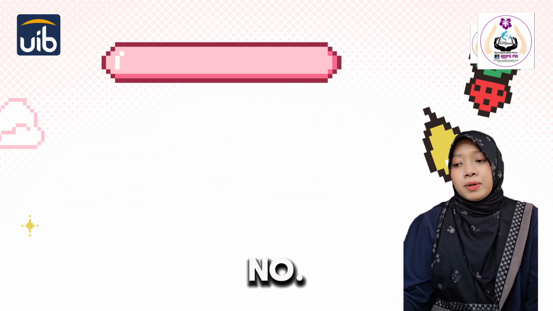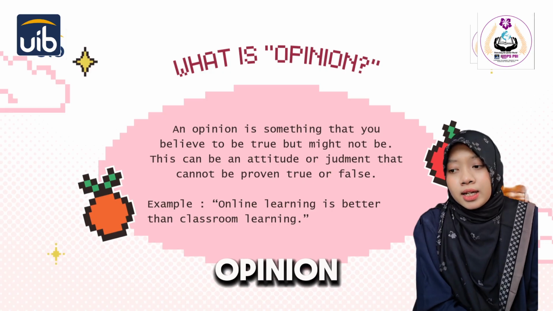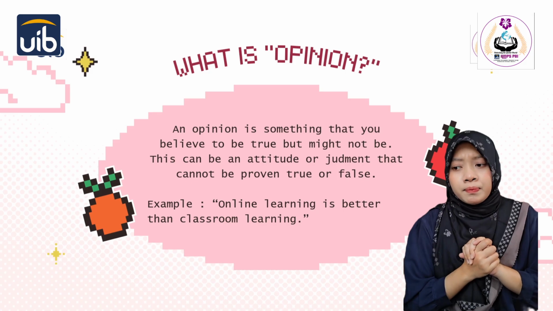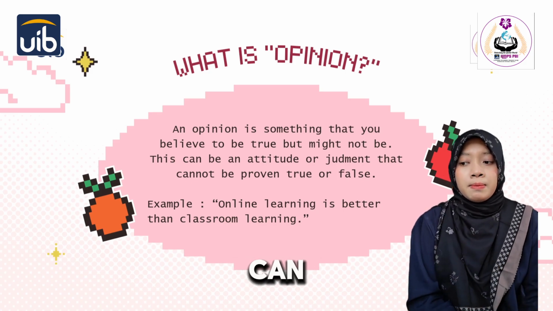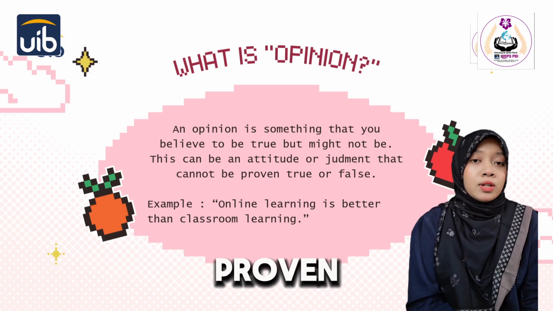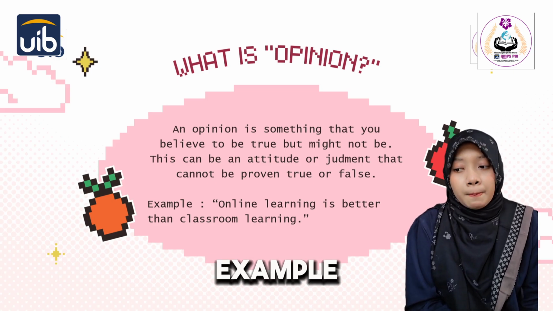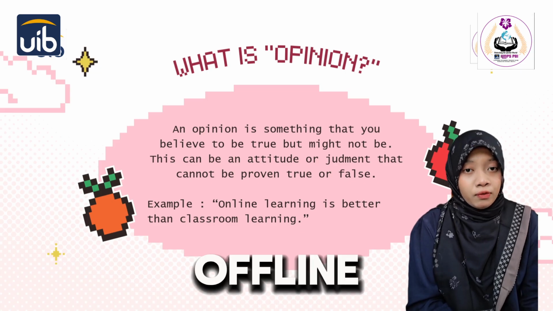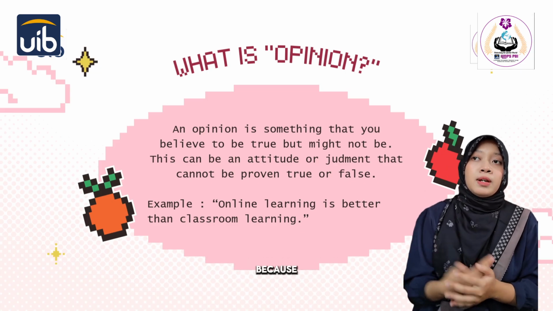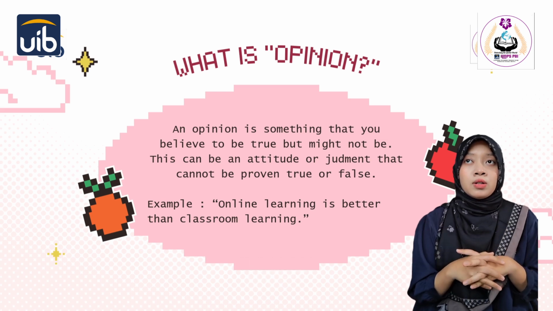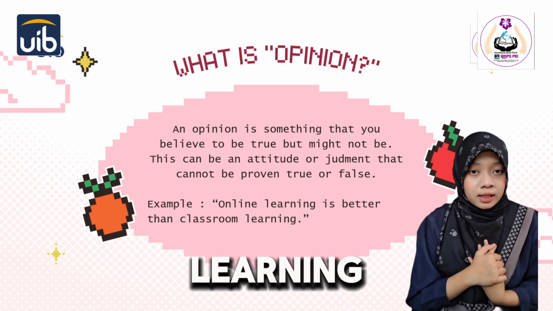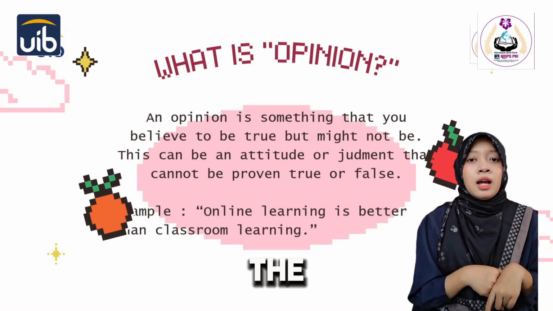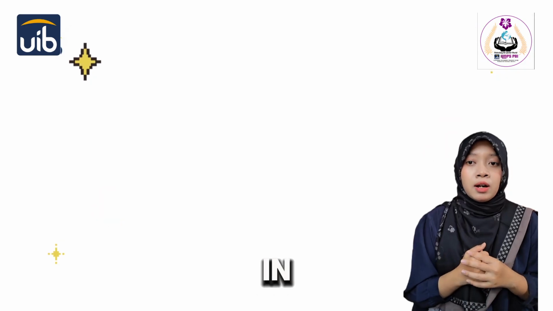Number two, what is an opinion? An opinion is something that may not be fully true. It can be an attitude or judgment that cannot be proven true or false. For example, online learning is better than classroom learning. It means offline learning. This is an opinion because not all of our students enjoy online learning. Maybe they would enjoy it more if the class were offline.